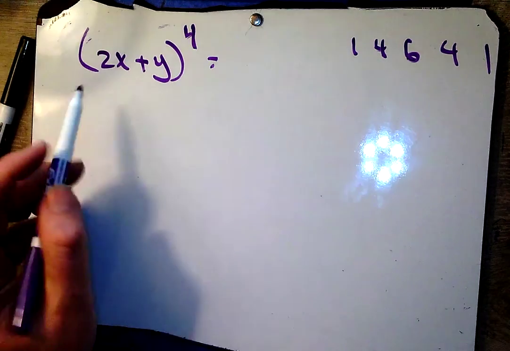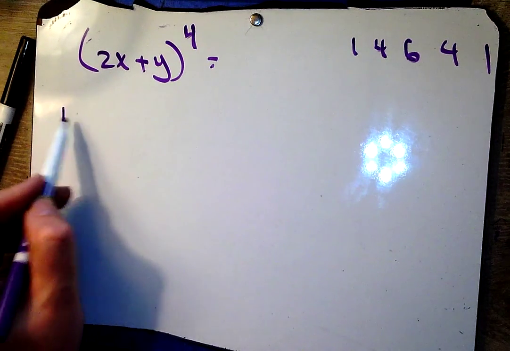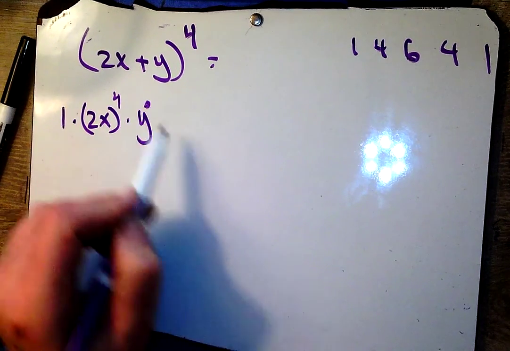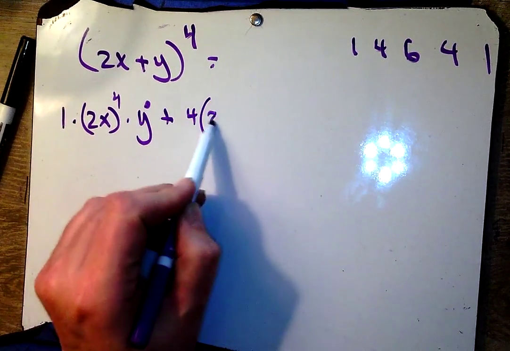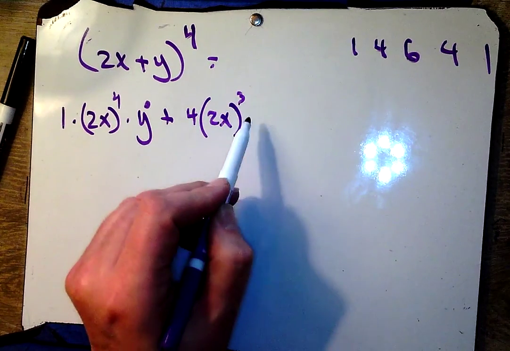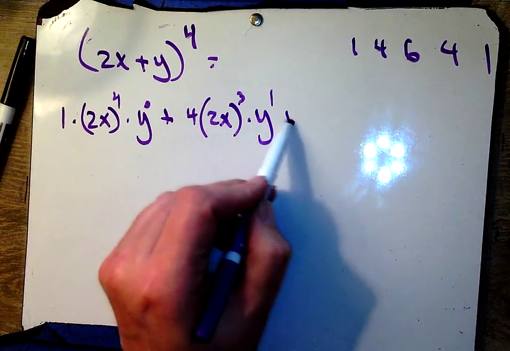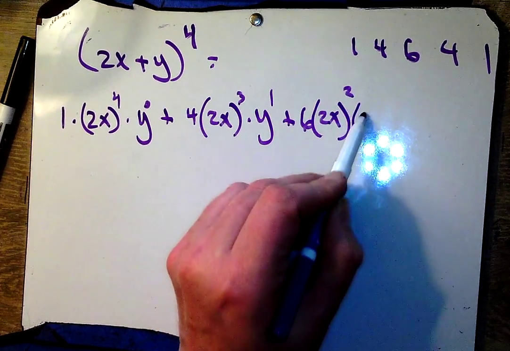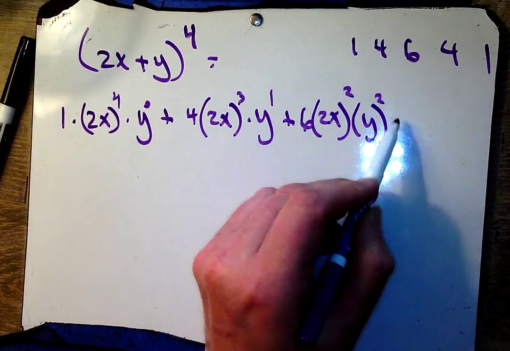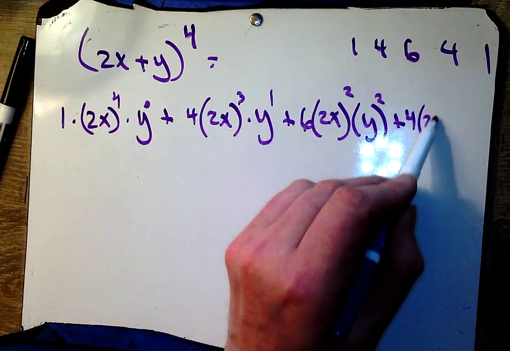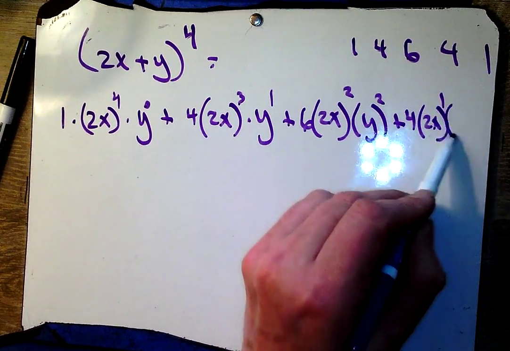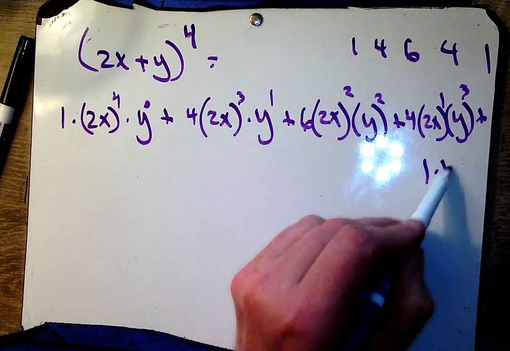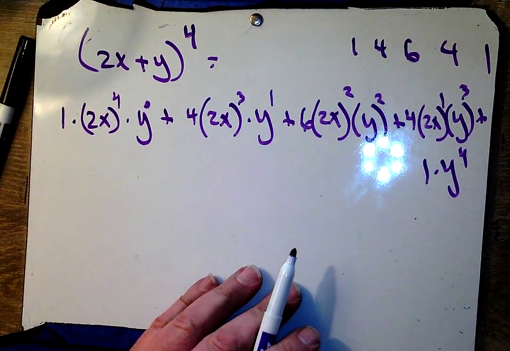How's it going? Did you do 1 times 2x to the 4th times y to the 0, plus 4, 2x to the 3rd, y to the 1st, plus 6 times 2x to the 2nd, y to the 2nd, plus 4, 2x to the 1st, times y to the 3rd, plus a tiny little y to the fourth.